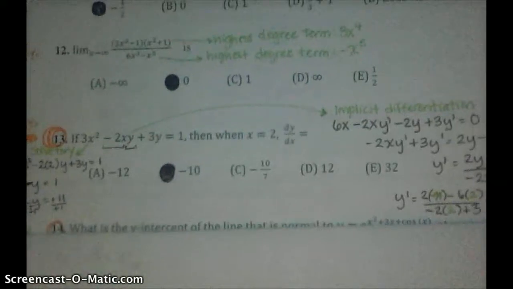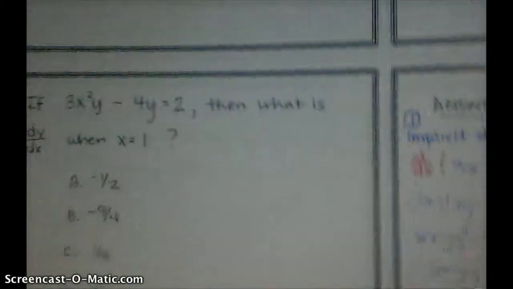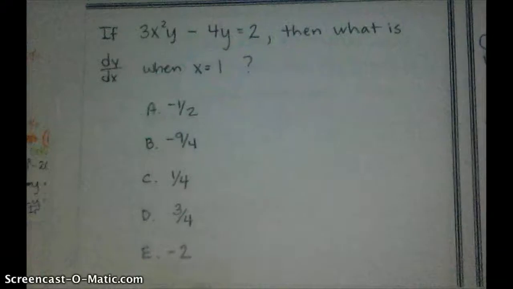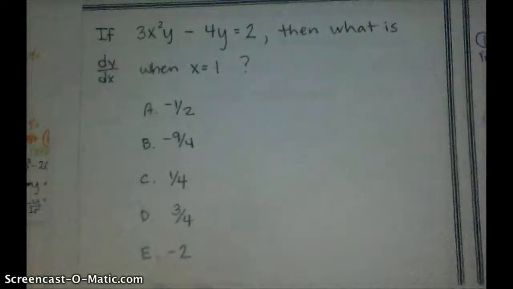All right, how about you try one? Here's a differentiation one for you. Okay, so as you saw, the answer is D.